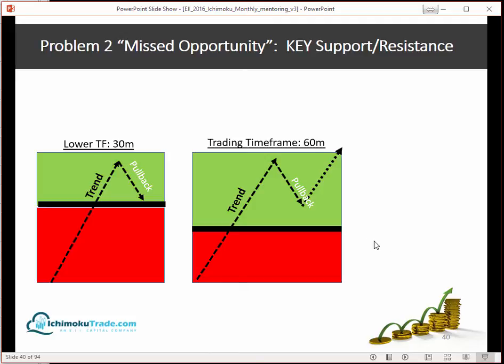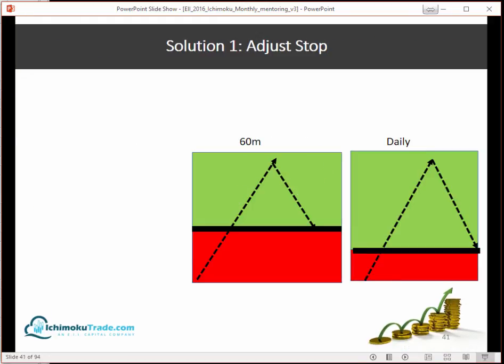And the reason why most traders face this is that they're looking at one time frame only. They really don't look at the other time frames at all. Okay, so one of the things a lot of people try to do is they look at different time frames and then they start adjusting their stop.